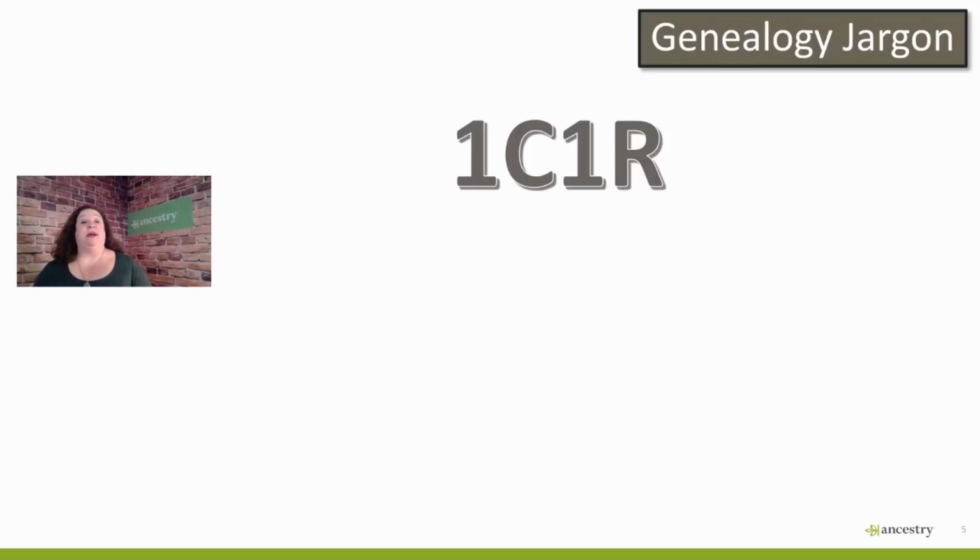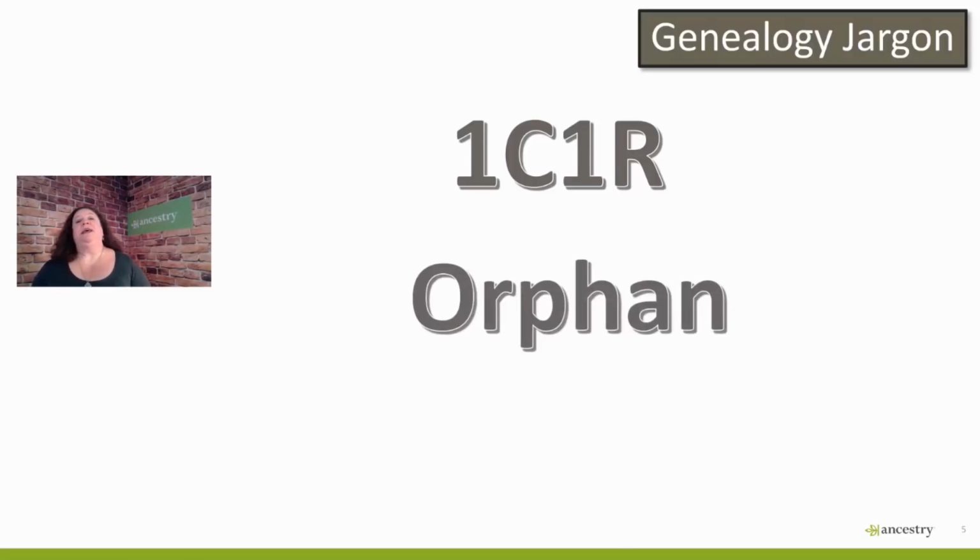Now, I don't want to get into all the nitty-gritty of exactly how you figure that out. In fact, I've done an entire video called What is a First Cousin Once Removed? You can find it on the Ancestry YouTube channel. But I just wanted you to know this abbreviation you might start to see, and that's what that means, okay?